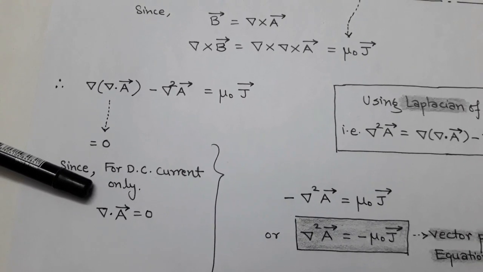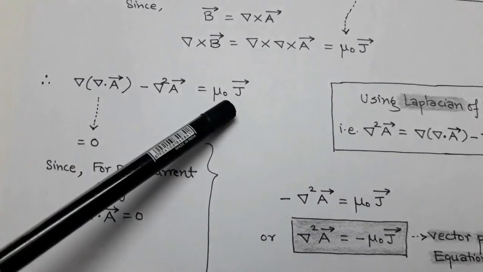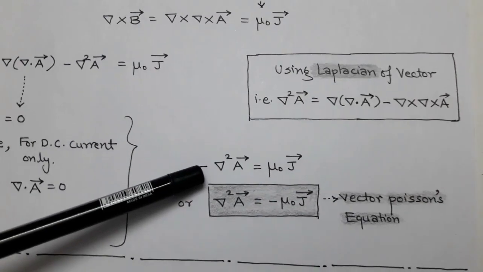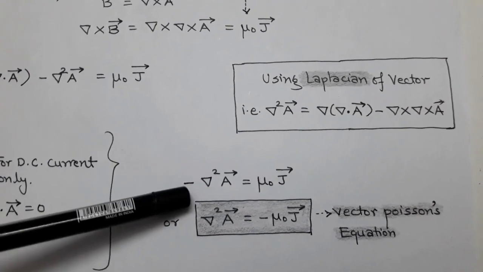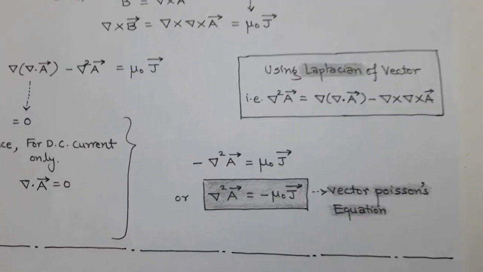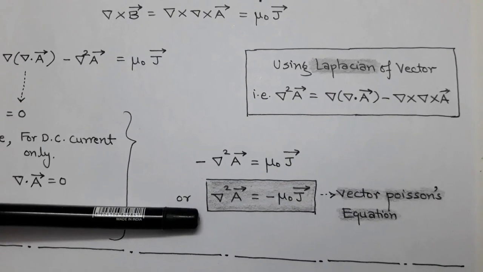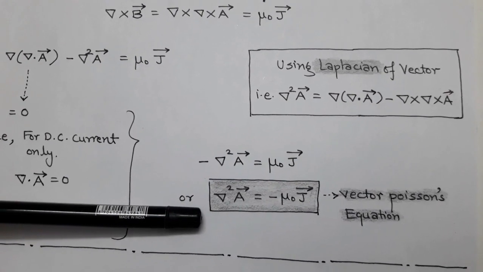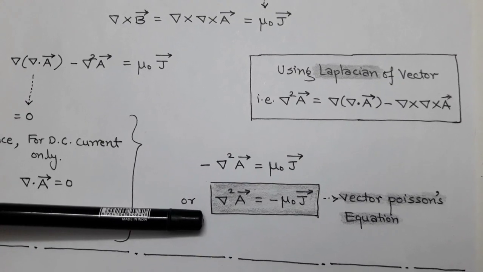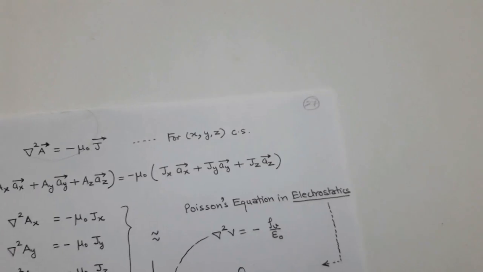So in this way we get an equation that is minus del square A vector equals mu naught J vector. So from here we get a Poisson's equation, that is the vector Poisson's equation, and it is del square A vector equals minus mu naught J vector. So this is the vector Poisson's equation in magnetostatics.